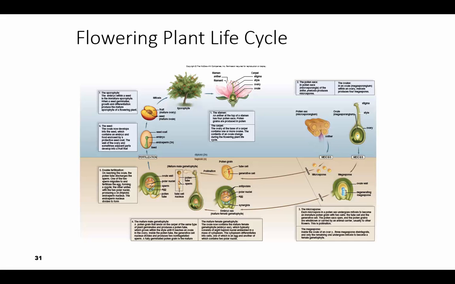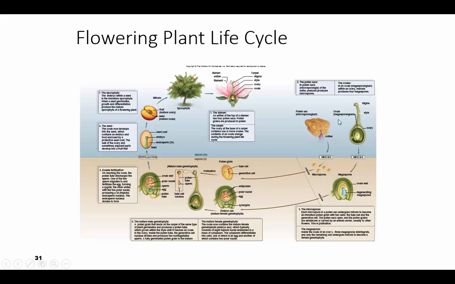And the life cycle of the flower, let's start over here in the sporophyte generation on the left. You see the seed and how the ovary is around it, and it ripens and becomes the fruit. And you plant that seed and it develops into the plant that has the flowers.